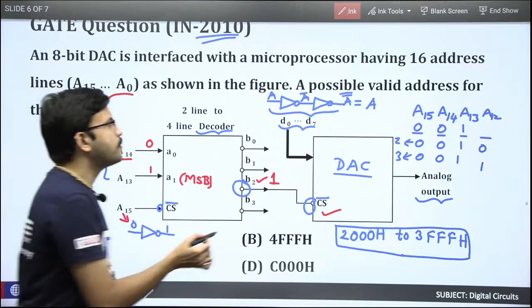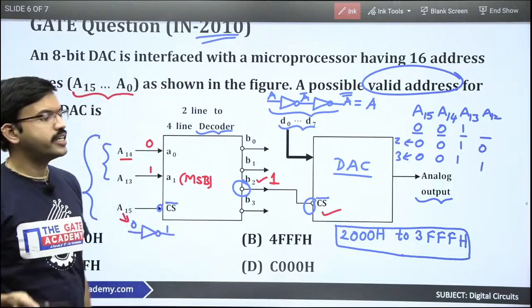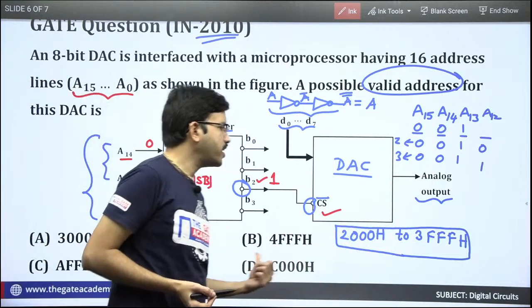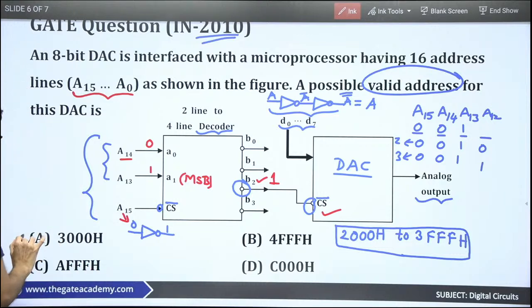Now the question is, you have to identify the valid address. Within this range, whichever option is satisfying will be the correct one. Here 3000 is there, that will be the correct one. Yes, option A is the correct one.